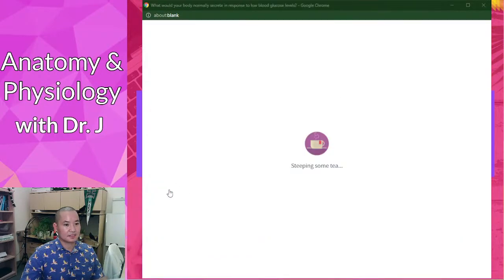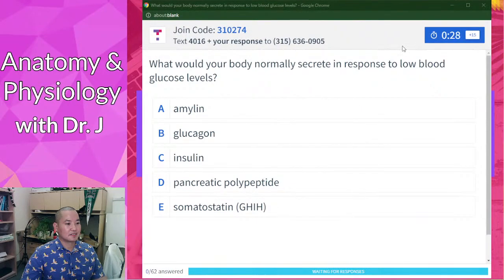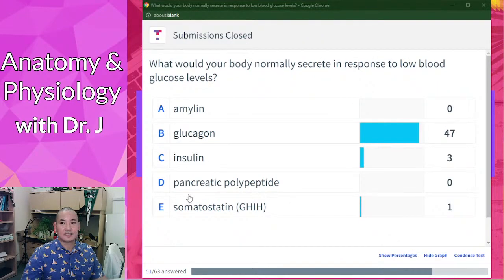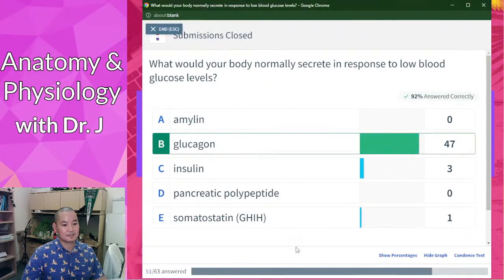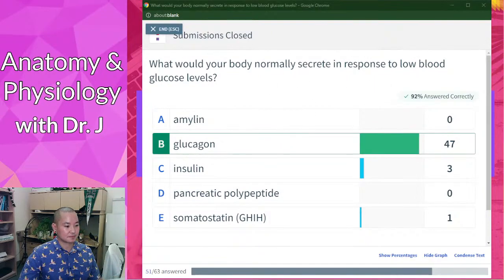Next question. So what would your body normally secrete in response to low blood glucose levels? Okay, most of you said glucagon, and most of you are correct. So again, glucagon is the one that works opposite of insulin, even though we didn't talk about the other ones we have here in detail. Glucagon and insulin generally work in opposing fashions. Insulin lowers blood glucose, glucagon increases blood glucose.